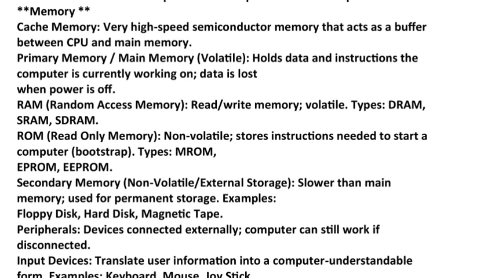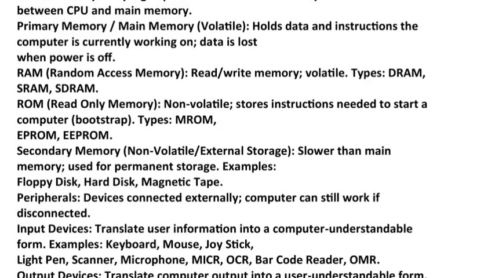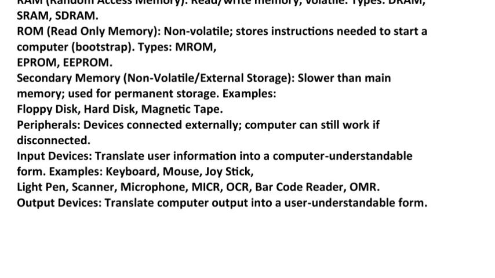Memory. Cache memory, very high-speed semiconductor memory that acts as a buffer between CPU and main memory. Primary memory/main memory, volatile, holds data and instructions the computer is currently working on; data is lost when power is off. RAM, random access memory, read/write memory, volatile. Types: DRAM, SRAM, SDRAM. ROM, read-only memory, non-volatile, stores instructions needed to start a computer, bootstrap. Types: MROM, PROM, EPROM.